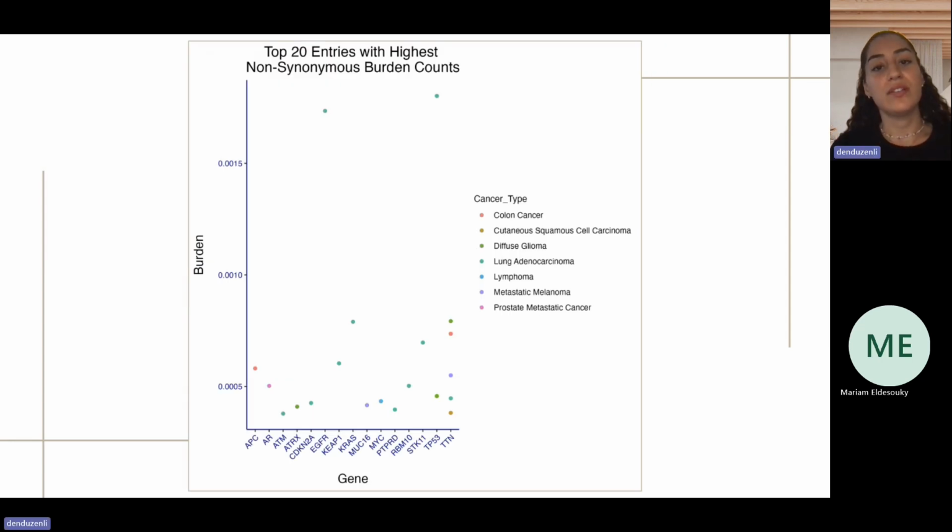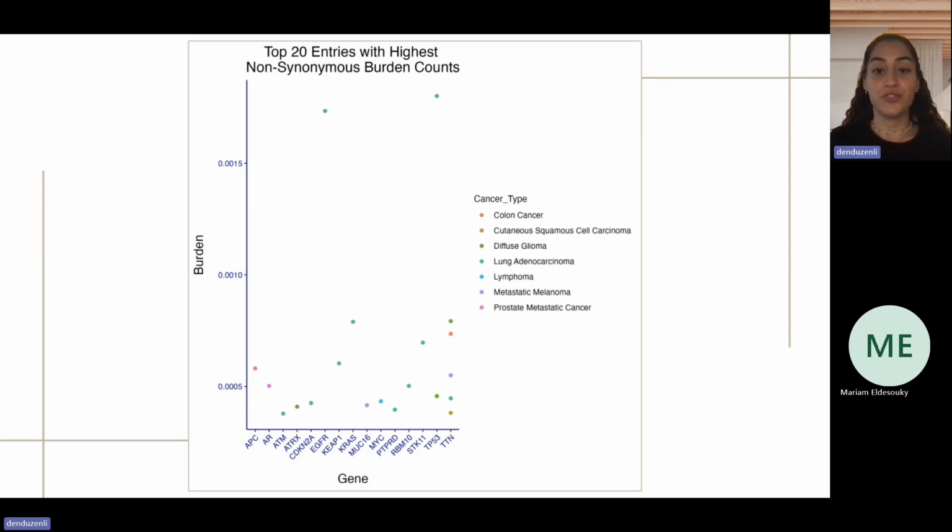Moving on to non-synonymous burden counts. So this was the calculation that we had by removing those silent mutations. This one, we can see the similar genes are coming up as the first plot. We've got EGFR, KRAS, MUC16, TP53, TTN. Once again, if I draw your attention to TTN, there are variants in 5 different cancer types.